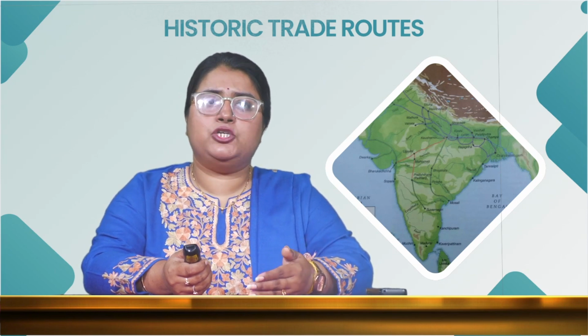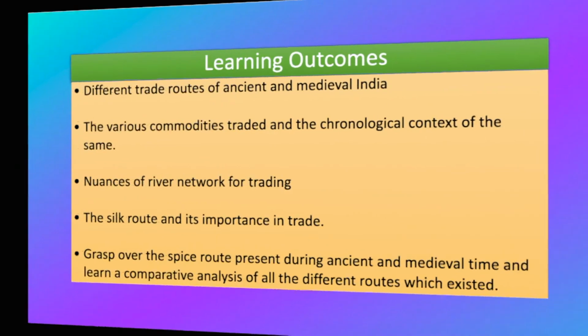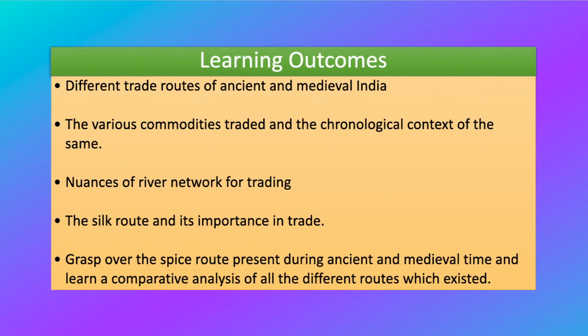So, after this lecture, students will be learning details about the different trade routes of ancient and medieval India. Students will also learn the various commodities that were traded and the chronological context of the same. In addition, they will be learning the nuances of the river network for trading and also about the famous silk route and its importance in trade. Finally, they shall also grasp the spice route, which was present during the ancient and the medieval time, and learn a comparative analysis of all the different routes which existed.